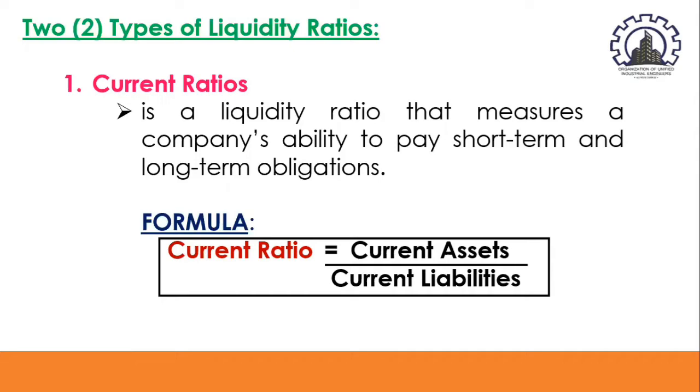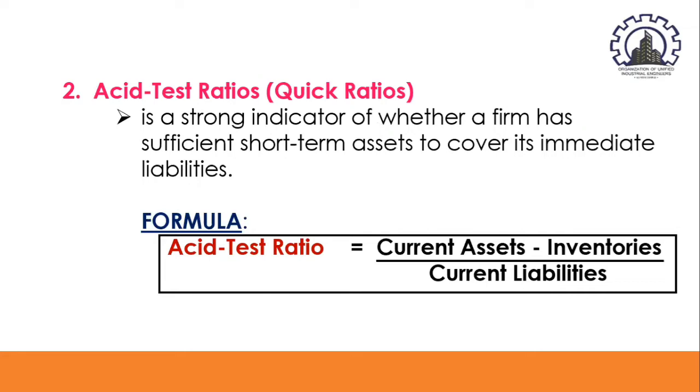The next type of liquidity ratio is the acid test ratio, also known as the quick ratio. Quick ratios are a strong indicator of whether a firm has sufficient short-term assets to cover its immediate liabilities. The formula that we will be using in calculating acid test ratios or quick ratios is current assets minus inventories, all over current liabilities.